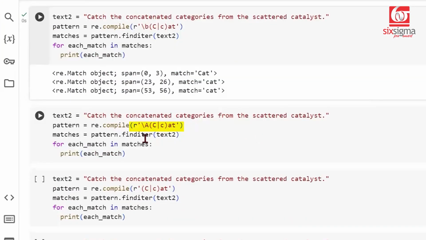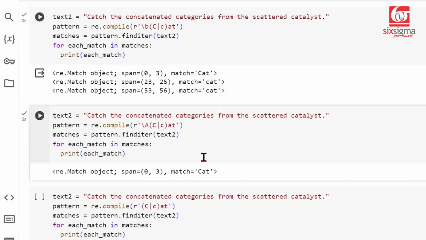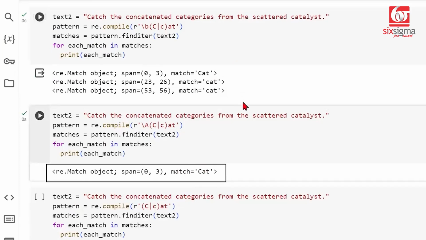Now let's say we put another pattern condition here that we only want this occurrence of cat at the beginning. It could be an uppercase or a lowercase c, but we want that to be at the beginning. That's what this \A represents, right? So then it'll only identify the first one, because the other words, categories and catalyst, were not at the beginning of the string.